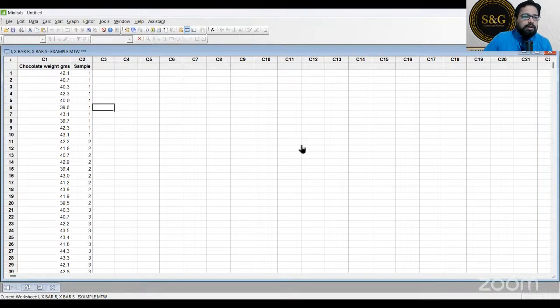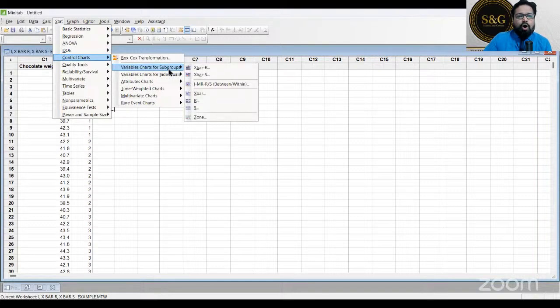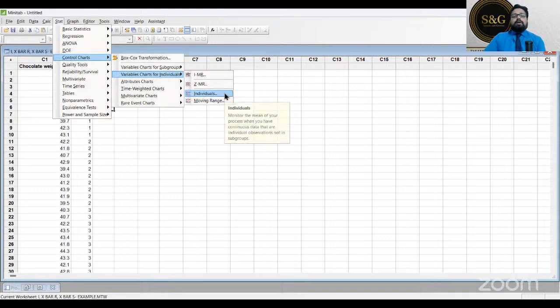Very good. Now, first we'll make the I chart, then we'll make the IMR chart. Both charts we'll make and then we'll compare them. Stat, control chart. Now, instead of attribute chart, we are going for the variable chart for individual. Now let's calculate the individual first, which is the first basic control chart invented by Walter Shewhart. This was that chart, individual chart.